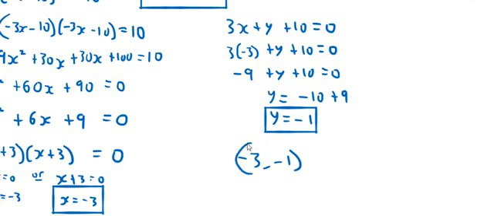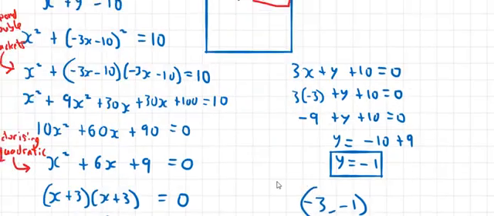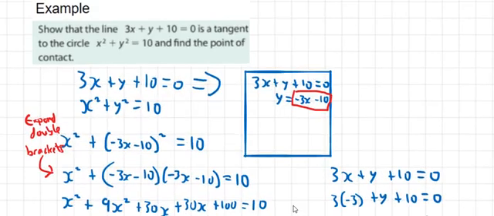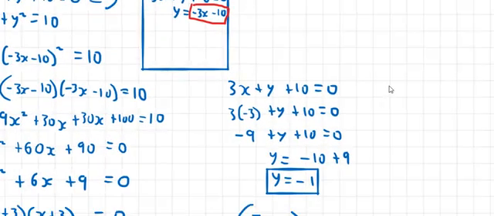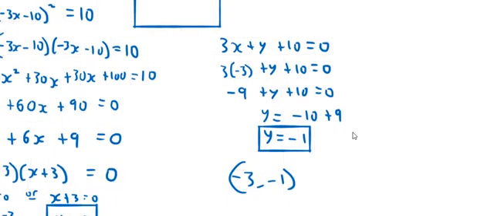So if we go back to what the question asked us at the very start, show that the line is a tangent to the circle x squared plus y squared equals 10, and find the point of contact. Because there's only one solution, because I've found just one point, that shows that it's a tangent, and that obviously then is the point of contact. So that is where the line will hit the circle.